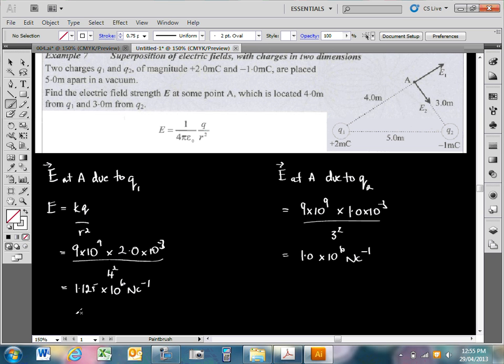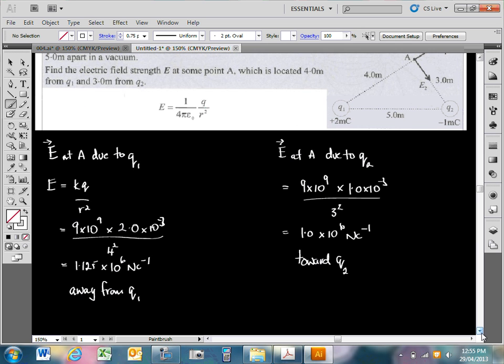Imagine small positive test charge. So I might say away from Q1. And here, because it's negative, toward Q2. And the diagram shows that. It's drawn the vectors there. 1 by 10 to the 6 and 1.125 by 10 to the 6. So they're similar. This vector here, they've drawn just the slightest little bit longer than this one, and we have to do a vector addition of the two.